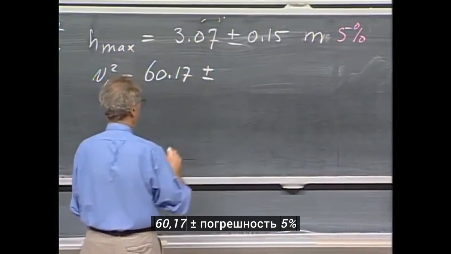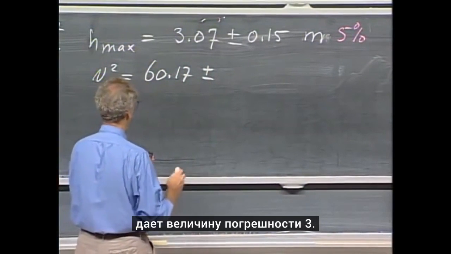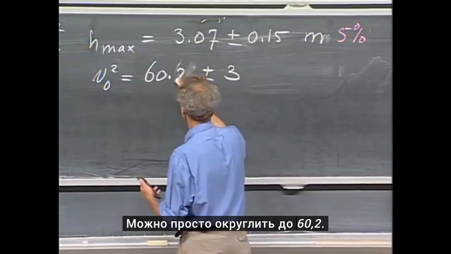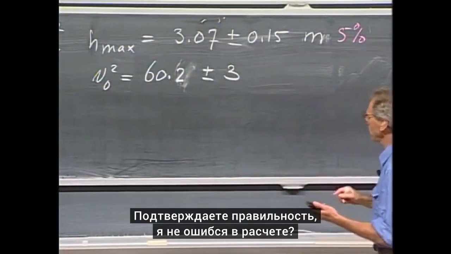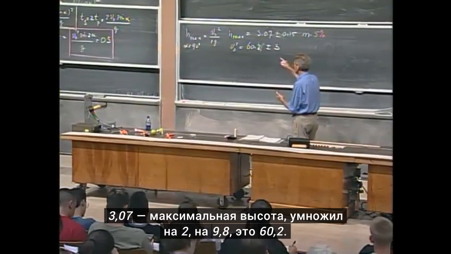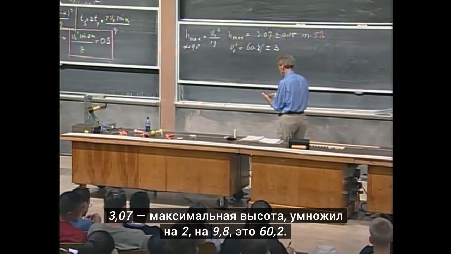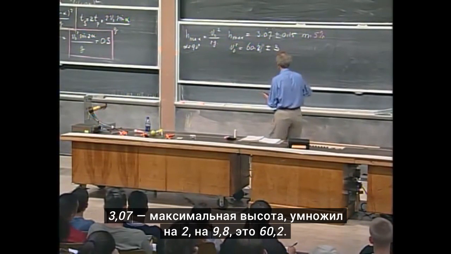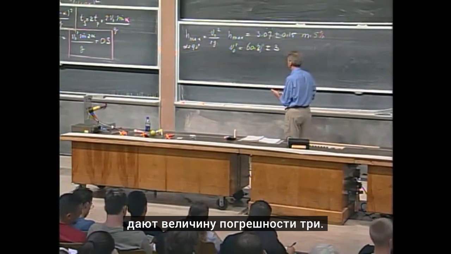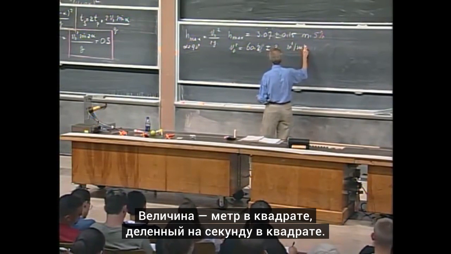60.17 plus an error of 5%. That is an error of 3. So you might as well make this 60.2. Would you please confirm that I didn't make a mistake? 3.07 is H max. I multiplied by 2, by 9.8. The 60.2 is a 5% error, and a 5% error is indeed 3. This is meters squared per second squared.